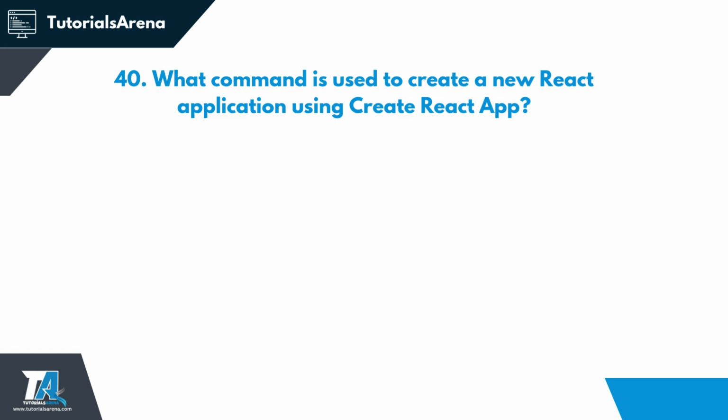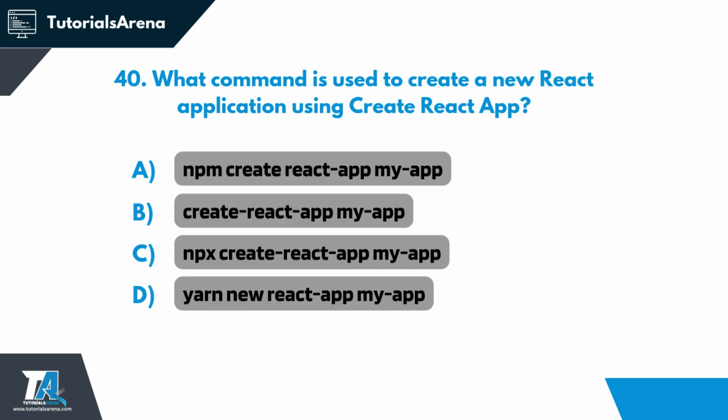Question 40. What command is used to create a new React application using Create React App? The options are option A, npm create-react-app my-app. Option B, create-react-app my-app. Option C, npx create-react-app my-app. Option D, yarn new react-app my-app. The correct answer is option C, npx create-react-app my-app. Moving on to the next question.